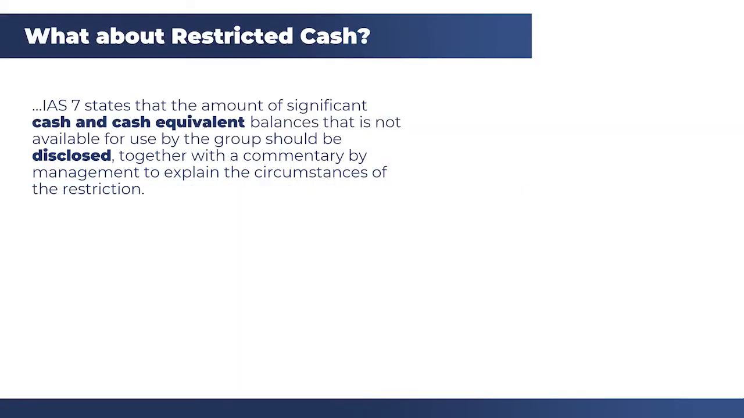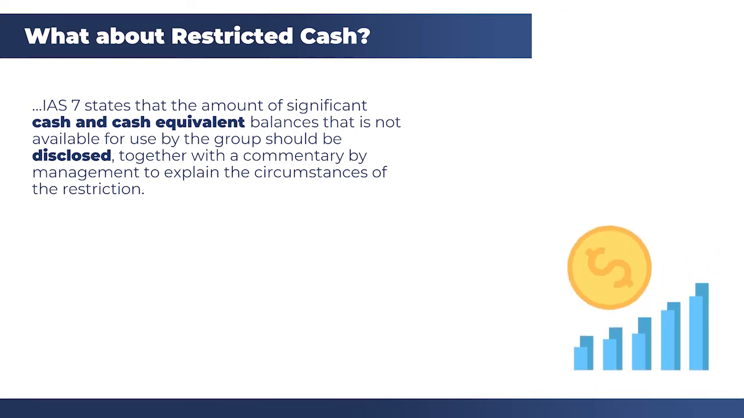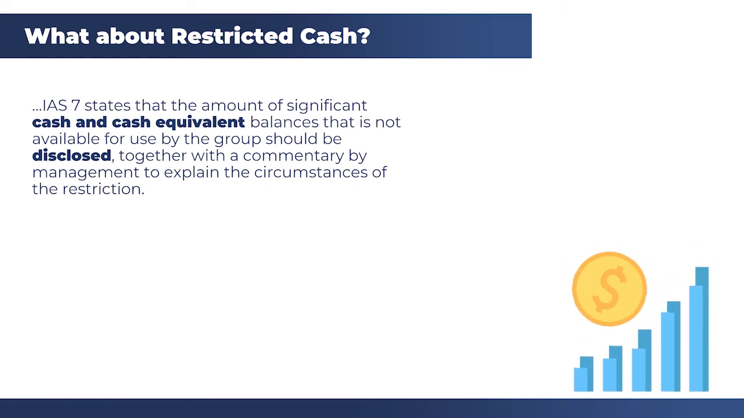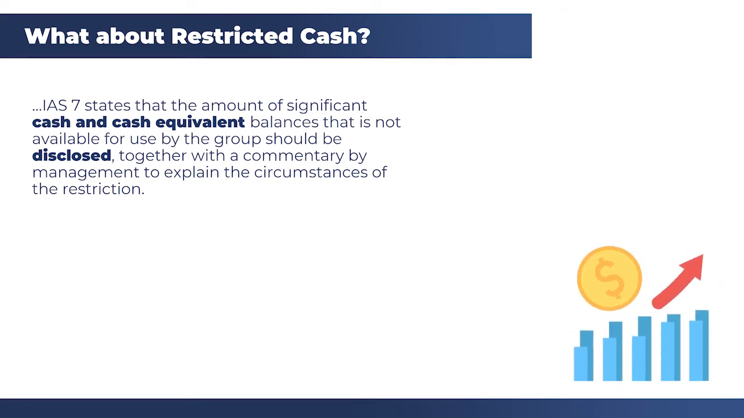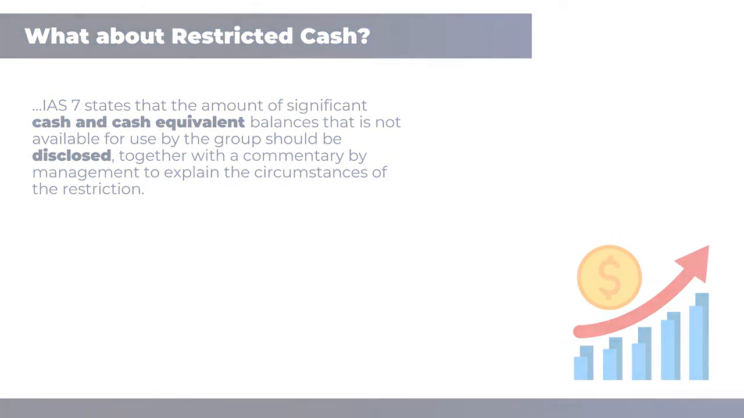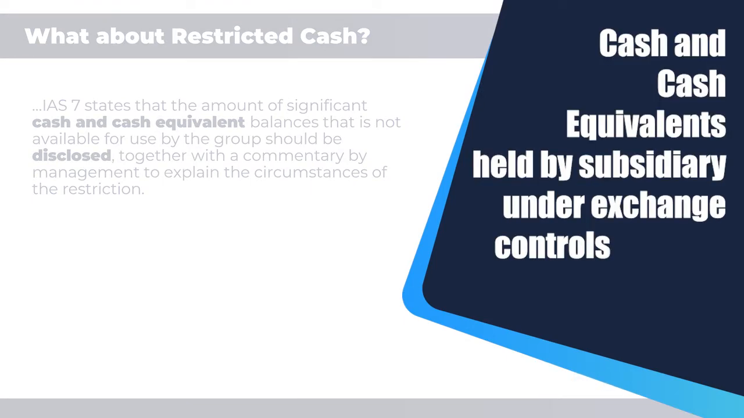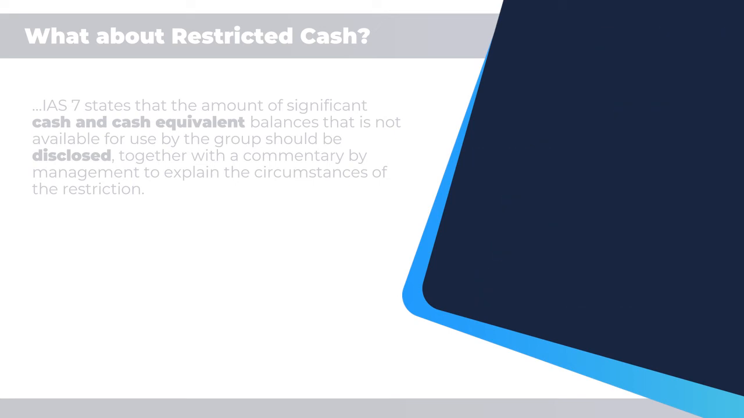What about restricted cash? IAS 7 states that the amount of significant cash and cash equivalent balances that is not available for use by the group should be disclosed, together with a commentary by management to explain the circumstances of the restriction. Examples provided by the standard include cash and cash equivalents held by a subsidiary operating under exchange controls, or other legal restrictions that prevent their general use by the parent or other subsidiaries.